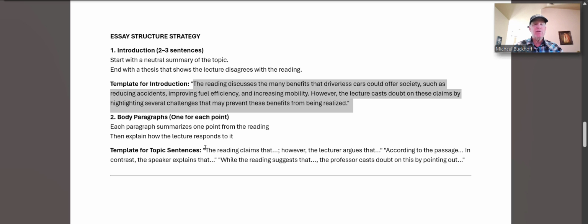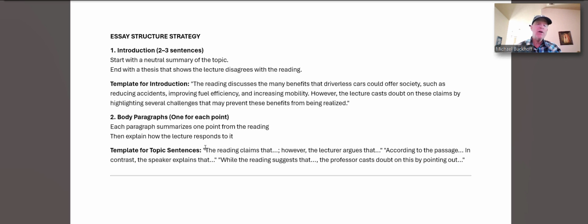Template for topic sentences. You can say things like this. The reading claims that blah, blah, blah. However, the lecture argues that. And that consists of half of the paragraph or part of the paragraph talking about the reading, part of the paragraph talking about the lecture. It's probably better to spend more time talking about the lecture. There's more depth, I think, to the information in the lecture. And I think the iBT human raters, they can probably assume that your reading is pretty good. You can see the text, you can extract the main points there.